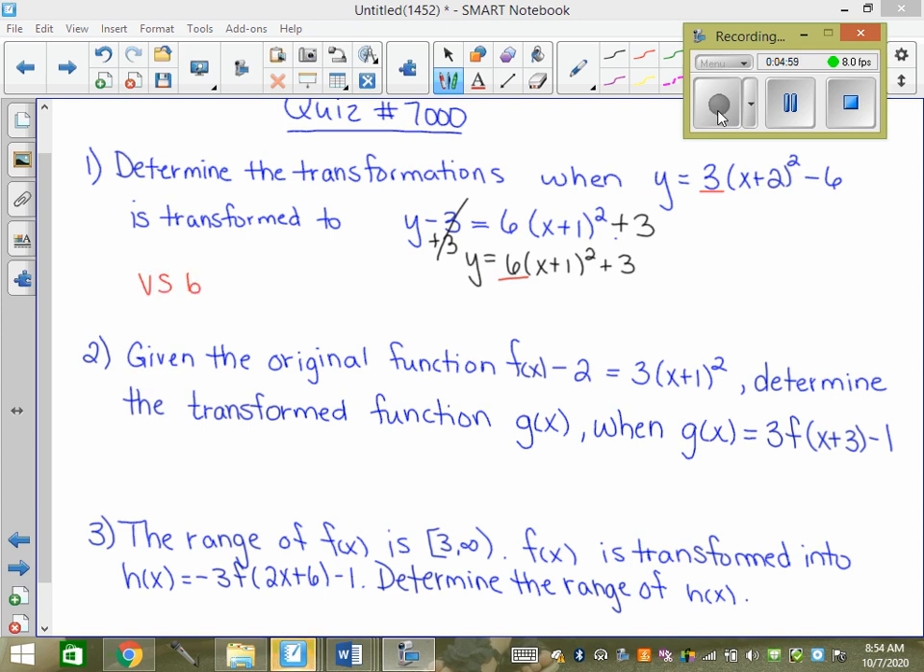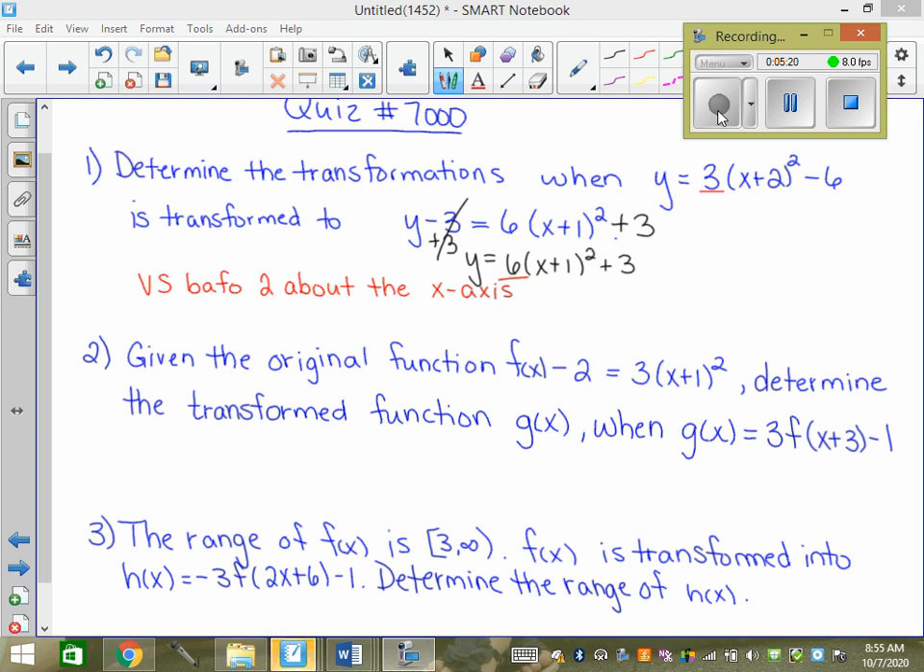Can we do this on the unit test? Write it like that? The answer is no. You have to write vertical stretch by a factor of 2, fully written out, right?